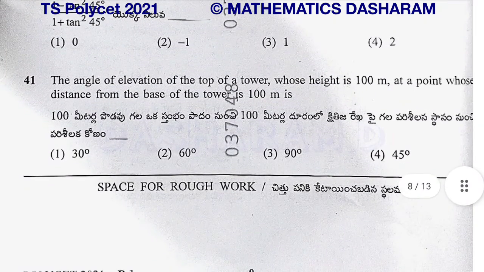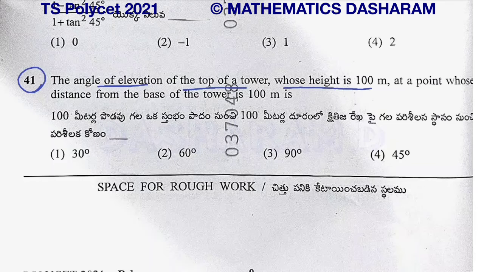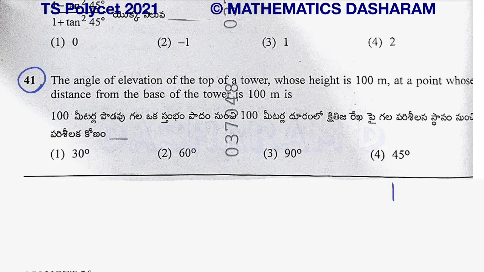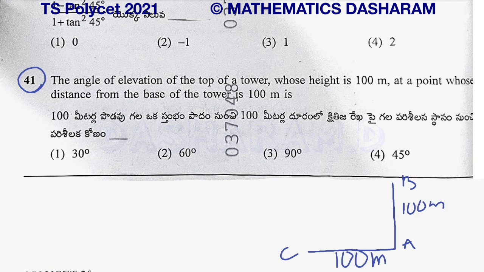Question number 41. The angle of elevation of the top of the tower whose height is 100 meters, at a point whose distance from the base of the tower is 100 meters, is. So here is a tower, its height is 100 meters, AB, and at a point whose distance from the base of the tower is 100 meters, one point is there, that is C. Now the angle of elevation is being asked. What is the angle of elevation?